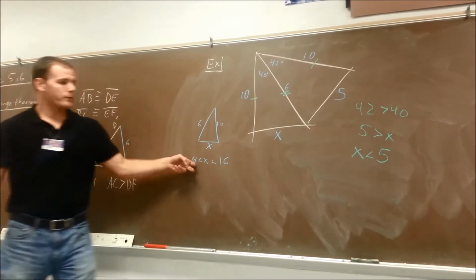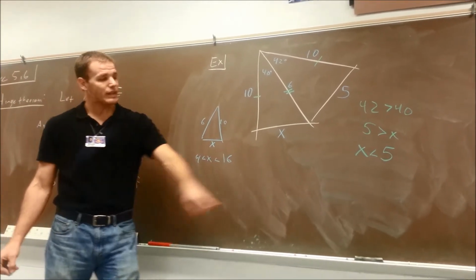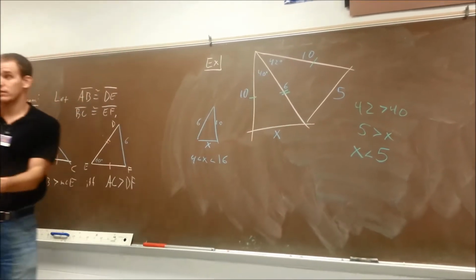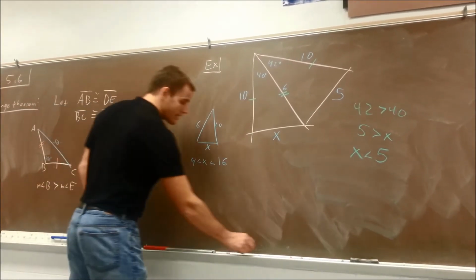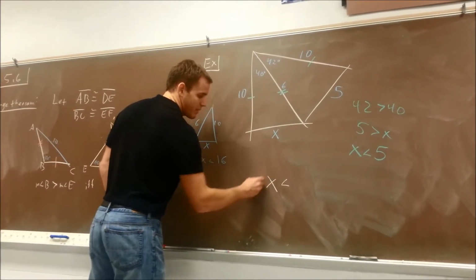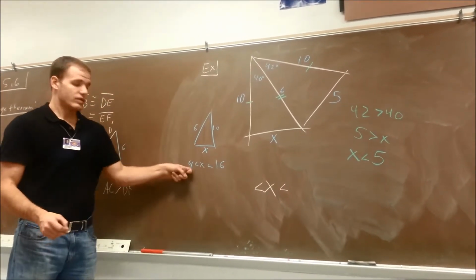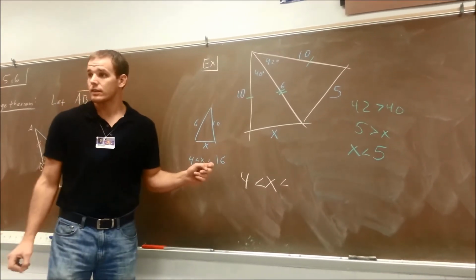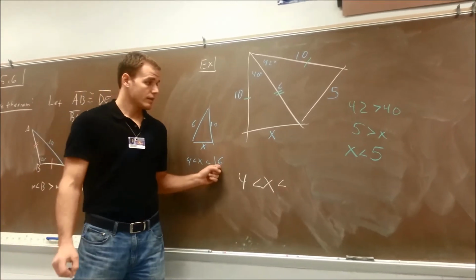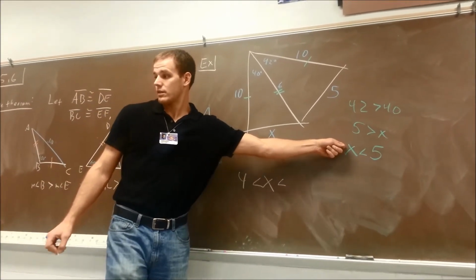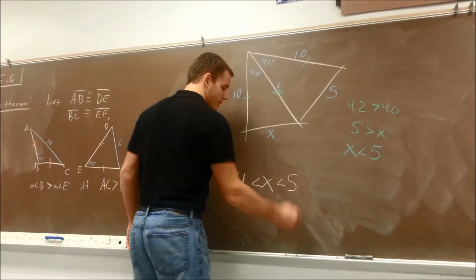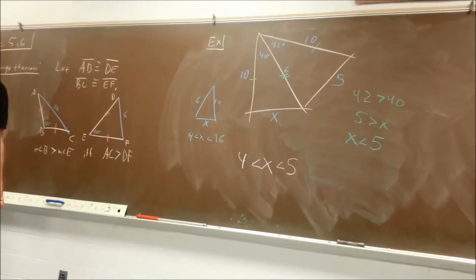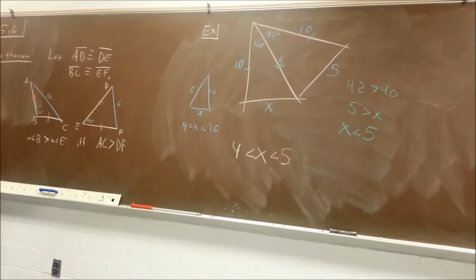So x has to be between 4 and 16, but we know it also has to be less than 5. So what does x actually have to be between? If we combine these, it's got to be bigger than 4, right? But it has to be less than, not 16, it's got to be less than 5, doesn't it? So we got to find some number between 4 and 5. And there are numbers between 4 and 5, right?